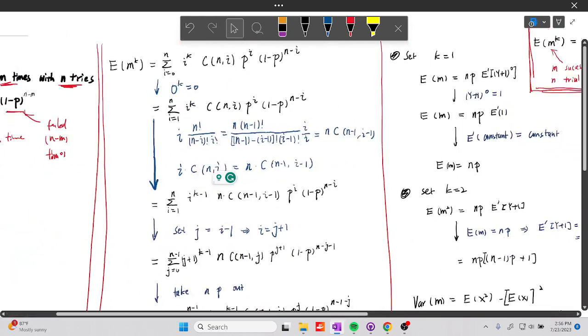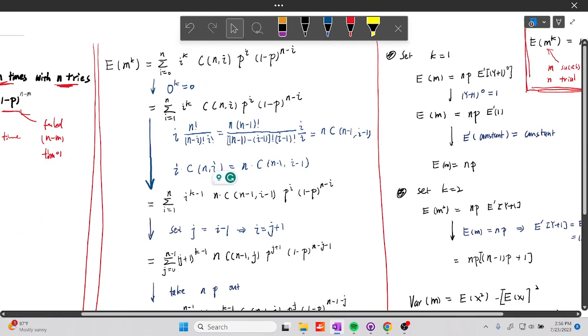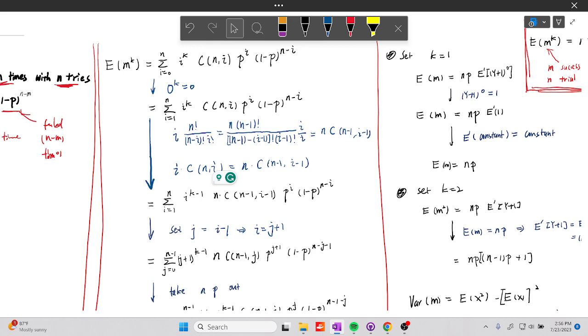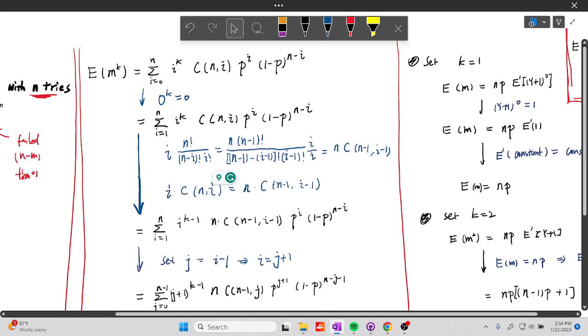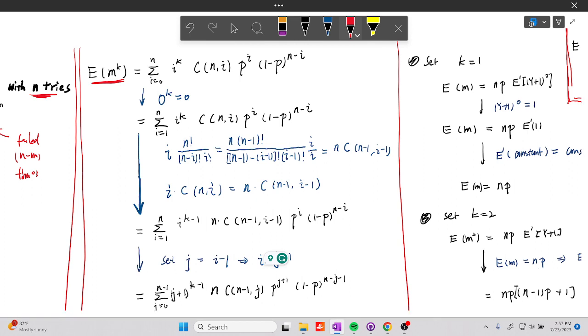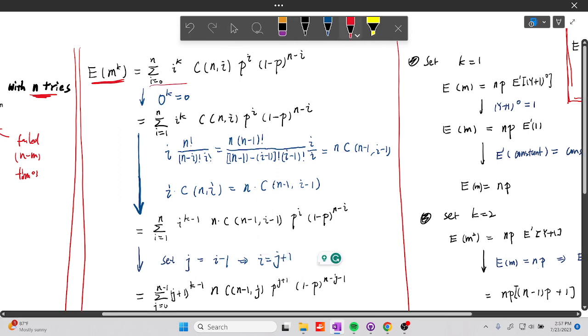So calculating the expected value and variance is not trivial on this distribution function. Starting from a general case of the expectation of m to the k power, we can write it out.